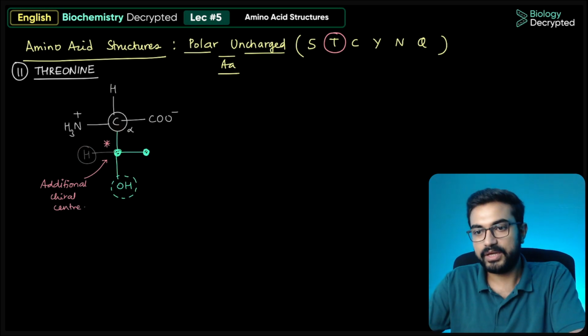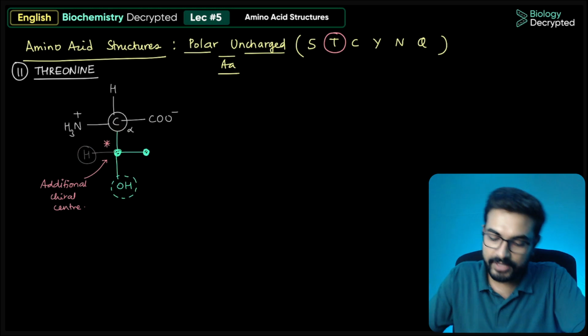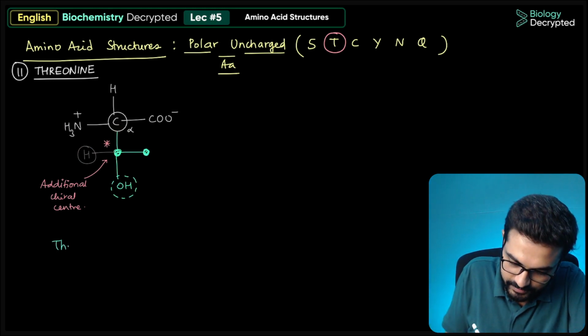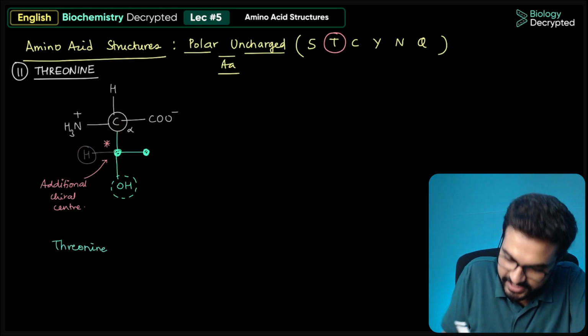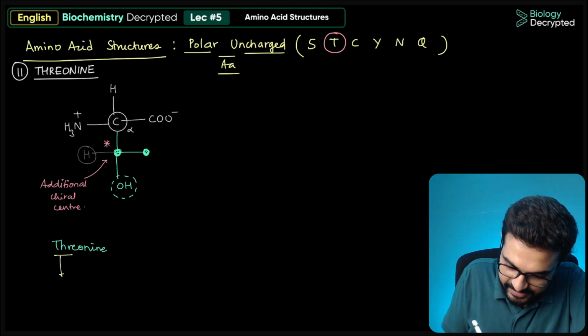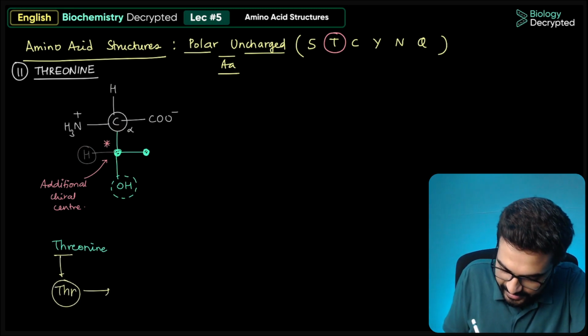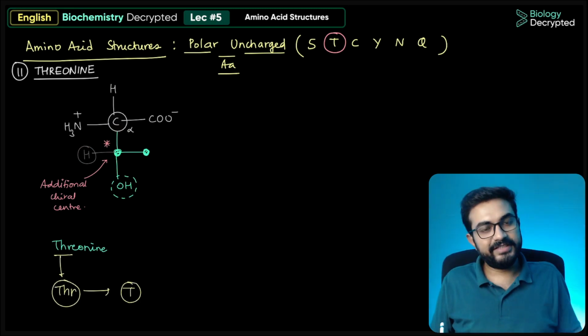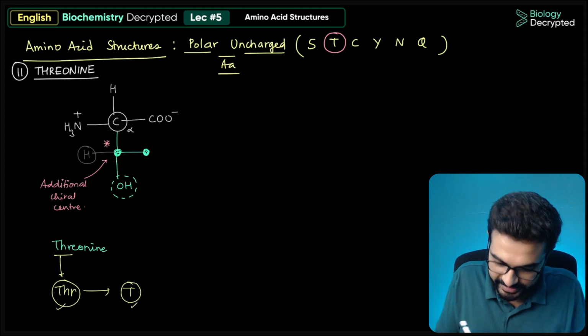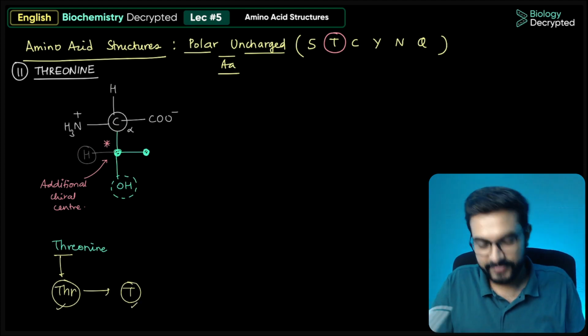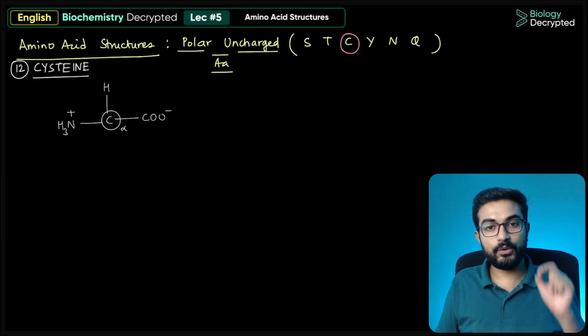This is how you actually draw it. This is the structure of threonine. Now if you write threonine, well, it's very simple. You will take the first 3 letters, you will write THR, and you will write capital T. These are the 3-letter and 1-letter codes respectively. Now let's move forward. Let's talk about cysteine.